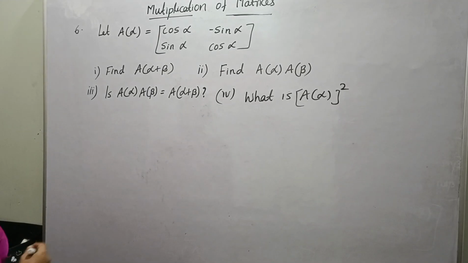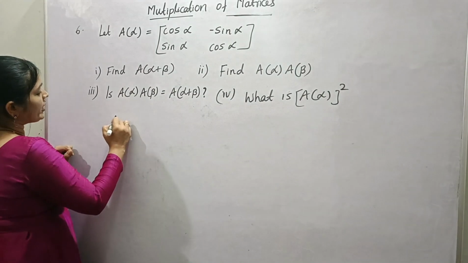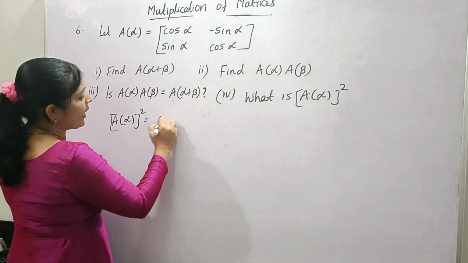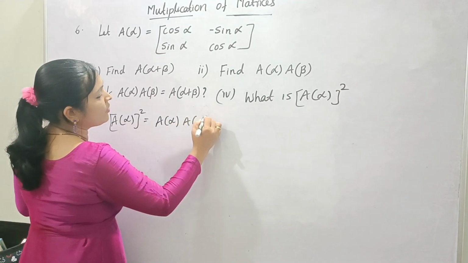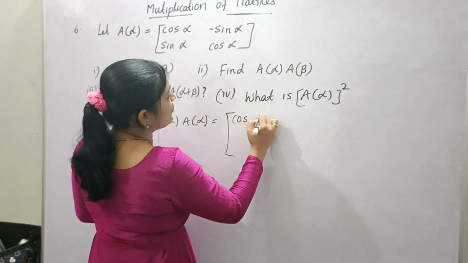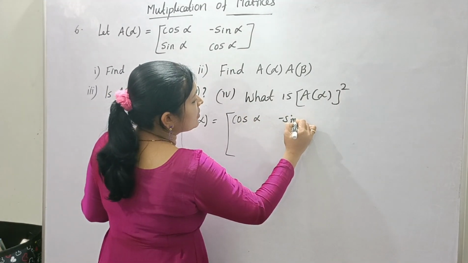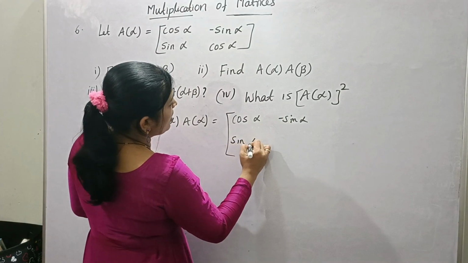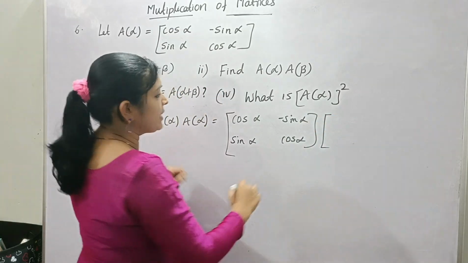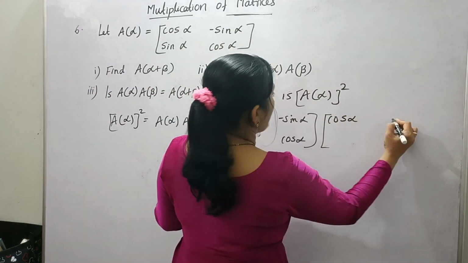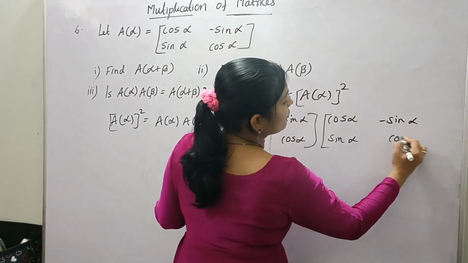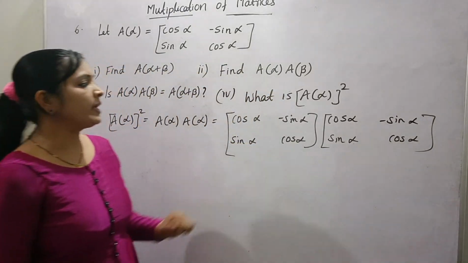Next question, what is A of alpha square? So let us find A of alpha whole square. A of alpha whole square is equal to A of alpha into A of alpha. That is equal to A of alpha is cos alpha, minus sin alpha, sin alpha, cos alpha, into the same matrix cos alpha, minus sin alpha, sin alpha, cos alpha. Okay, now let us multiply these two matrices.